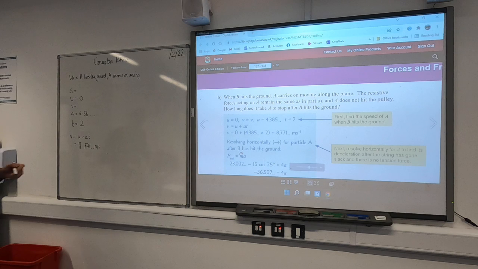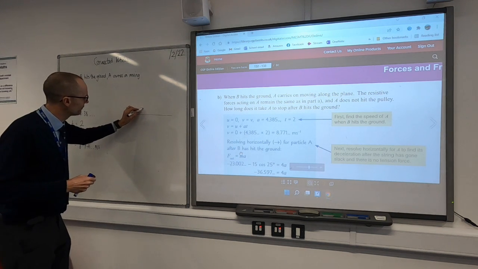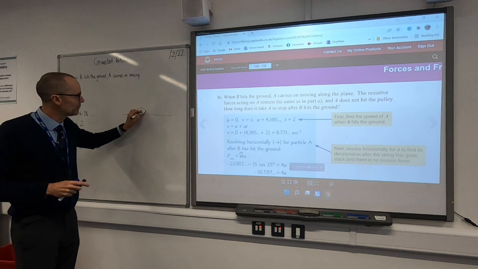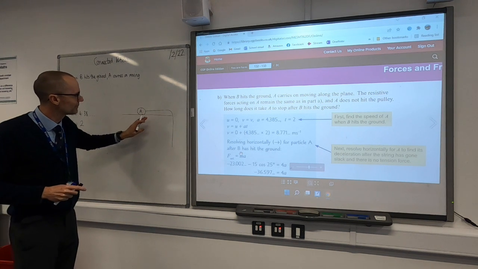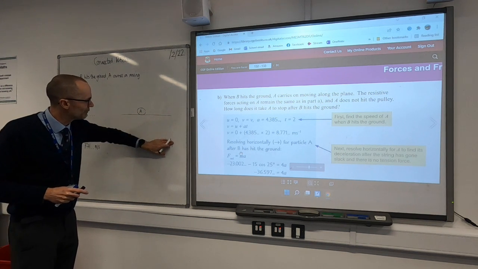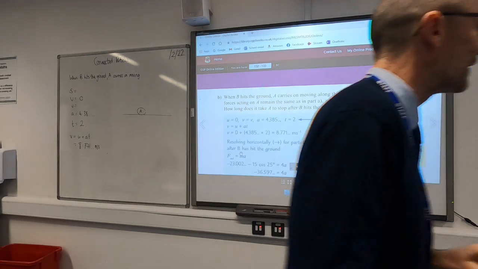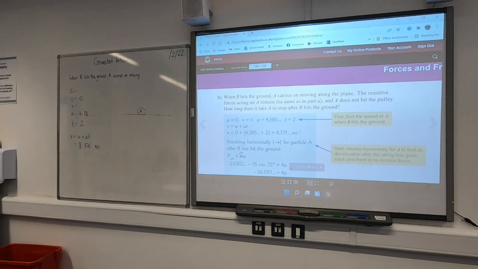So what's going to now happen? Here's A. It was being pulled by this rope, but B's hit the ground, so that rope has gone slack. So what are the forces acting on A? It says that the forces stay the same. So what are those forces?